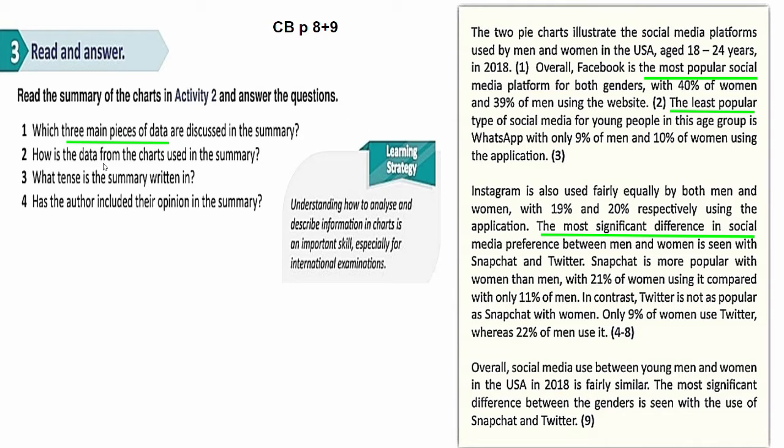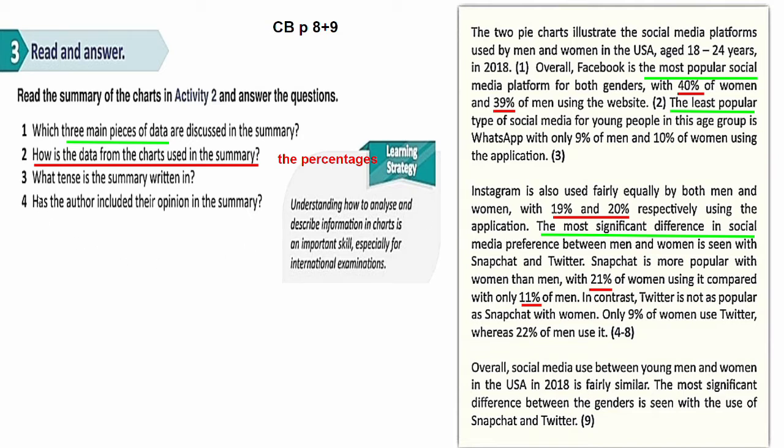Let's move on to question number 2. How is the data from the charts used in the summary? If we look into the text, the data is shown here: 39%, 40%, 10%, and actually these are the forms, which are the percentages: 19%, 20%, etc.